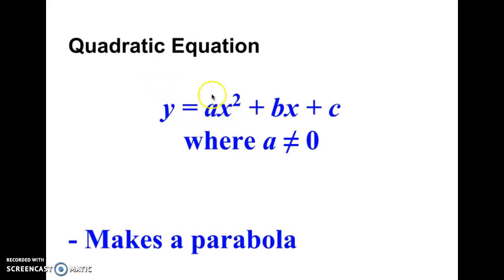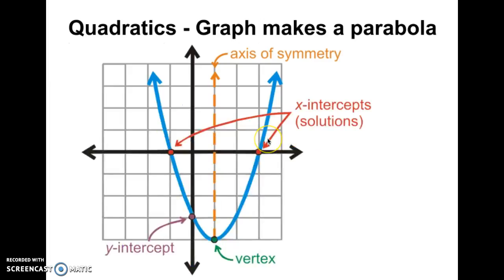These quadratic equations make a graph that is in the shape of a parabola, and we will look at what a parabola looks like. A parabola is a U-shaped graph, as you can see here in the blue. It looks like a U. It could also be an upside down U if the graph flipped over. There are several key factors that we need to look at for these graphs.